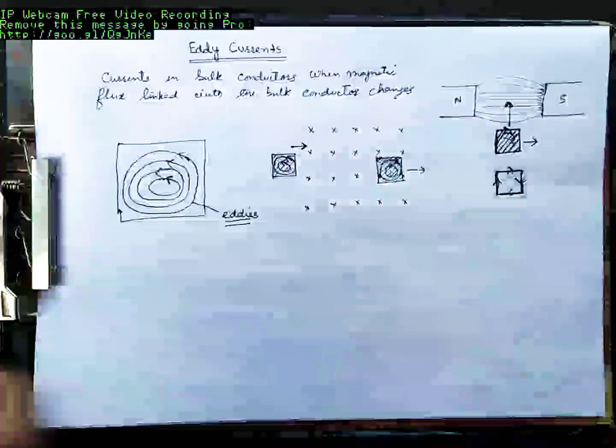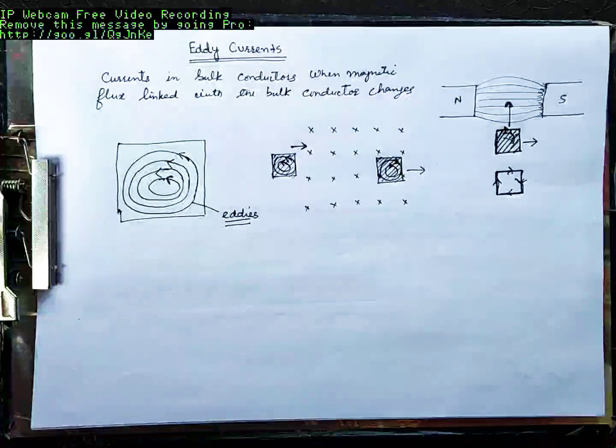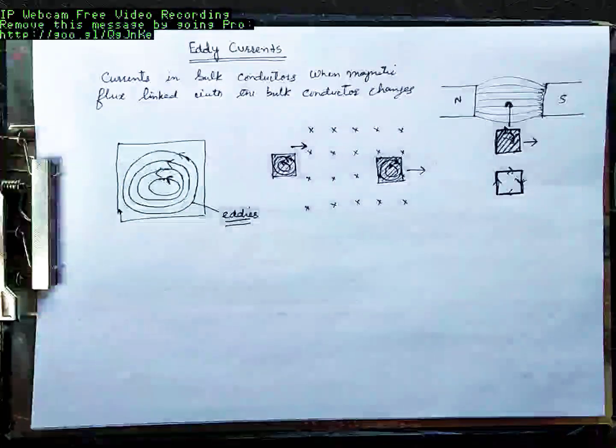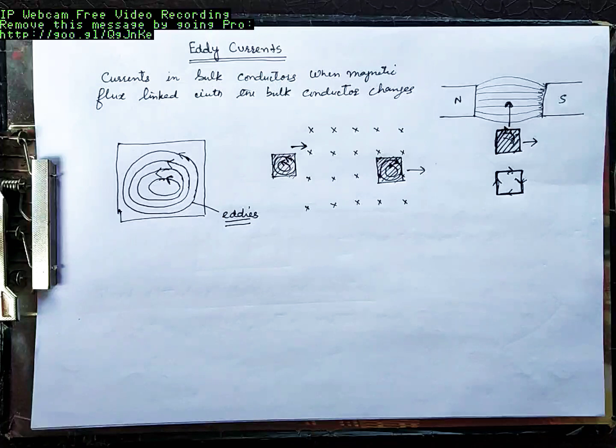Since these currents are circular throughout the bulk material of the conductor, such currents are known as eddy currents because they resemble the water eddies. Fine. Now, what is the big deal about these eddy currents? Why do we need to study them?